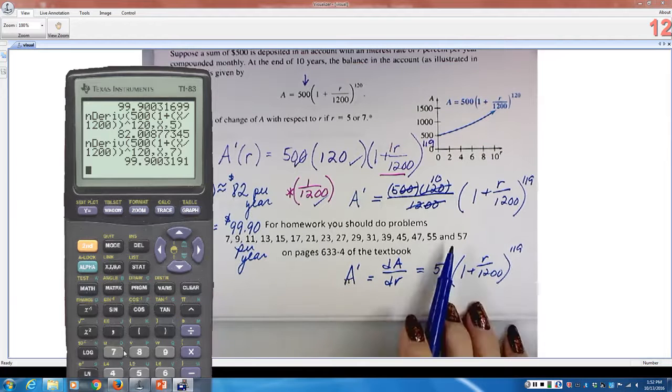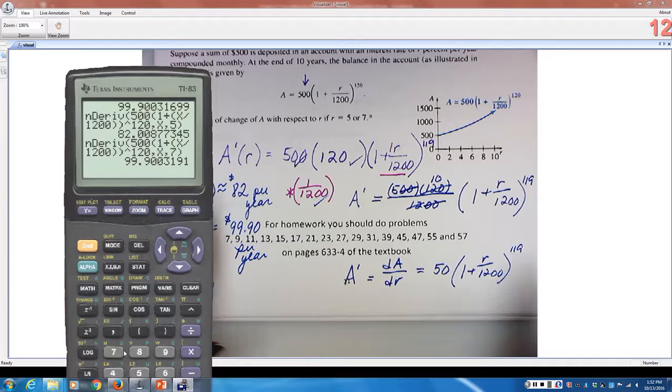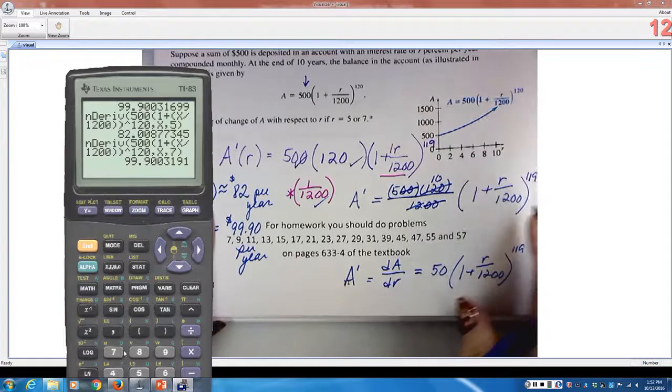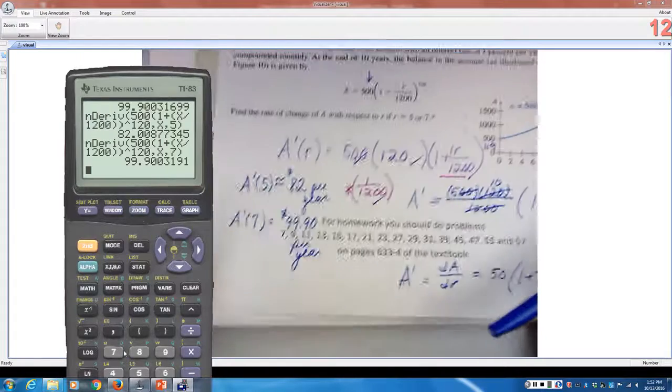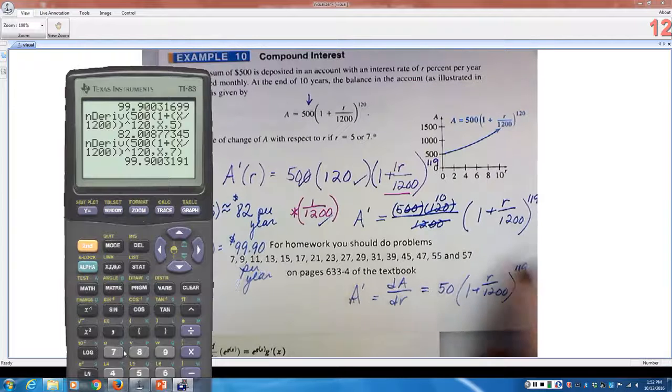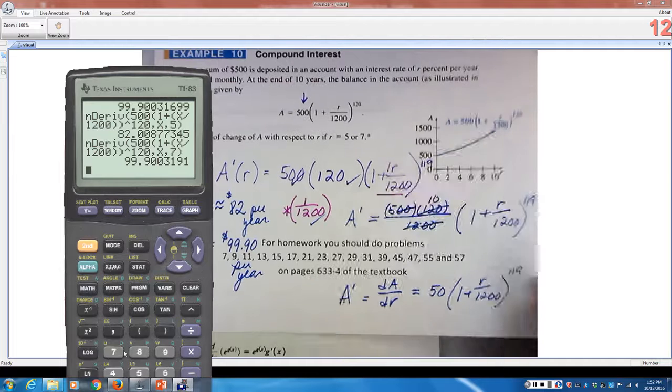These homework problems here, that is not the correct page numbers, but it's the problems at the end of section 12.3. So does anybody have any questions on this one before I go on? Okay, not hearing any.